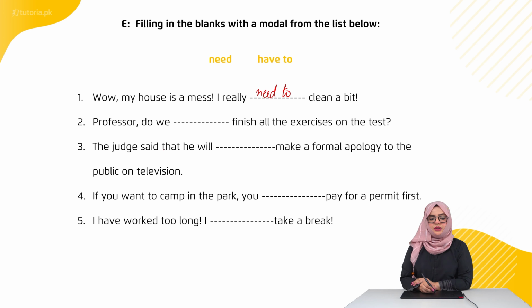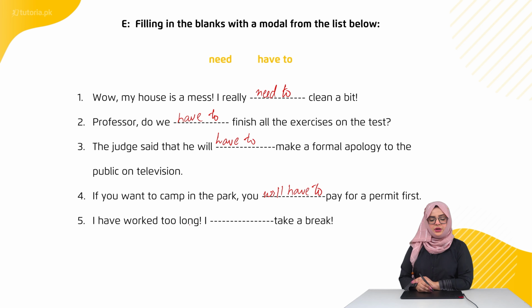Second is, professor, do we blank finish all the exercises on the test? Do we have to finish all the exercises on the test? Third is, the judge said that he will blank make a formal apology to the public and television. He will have to make. Fourth is, if you want to camp in the park, you blank pay for a permit first. You will have to pay for a permit first.